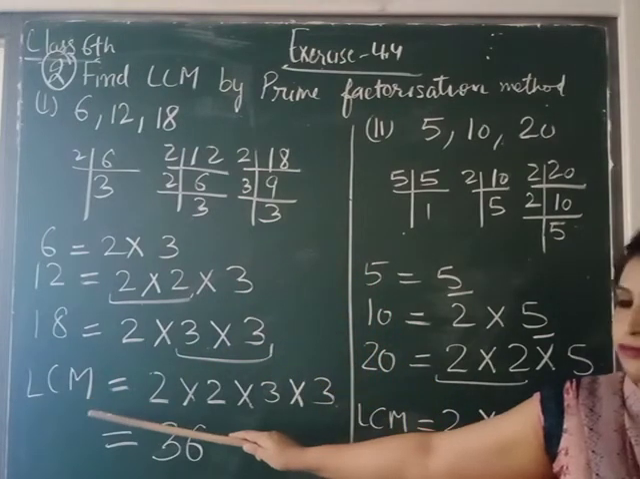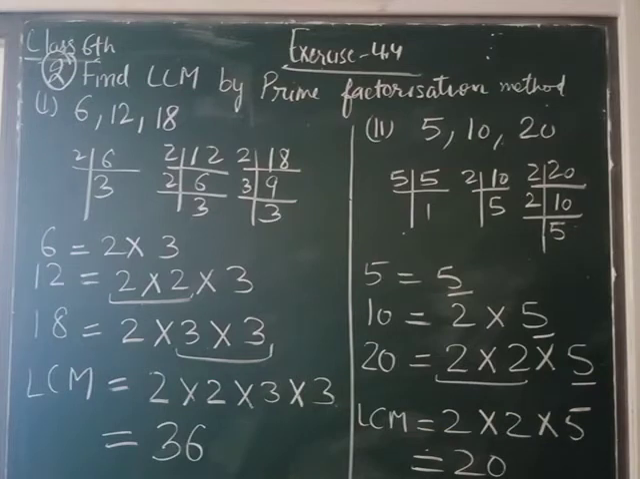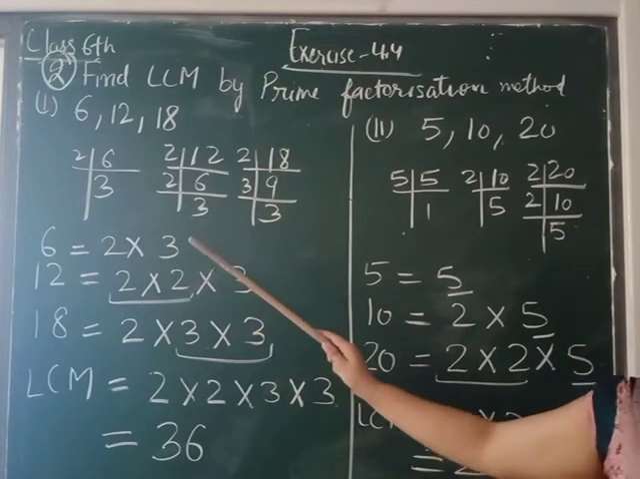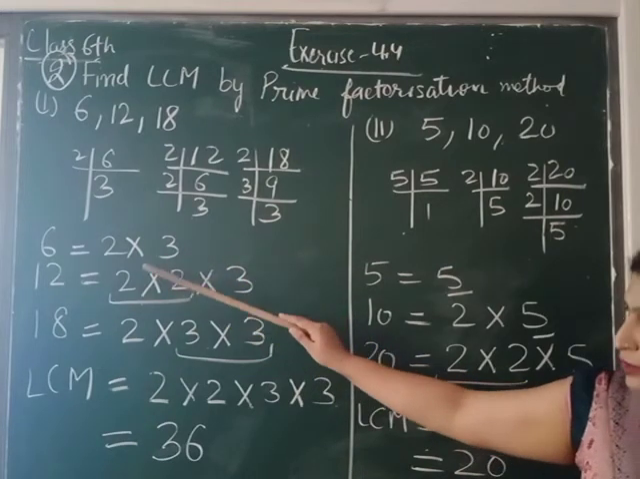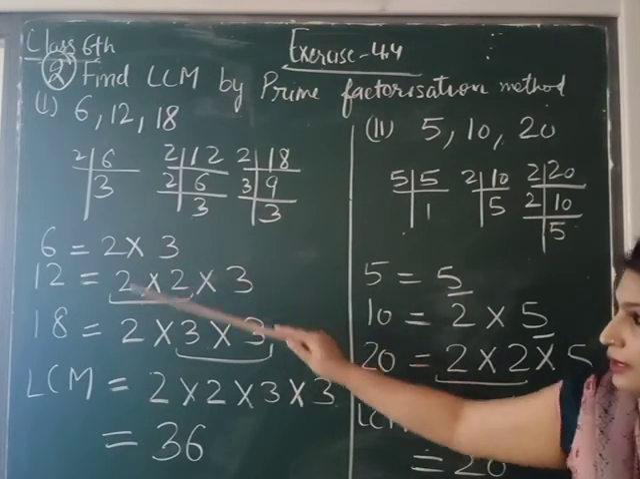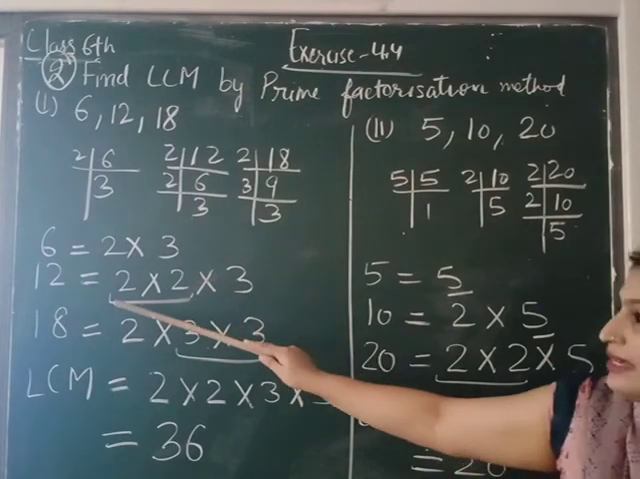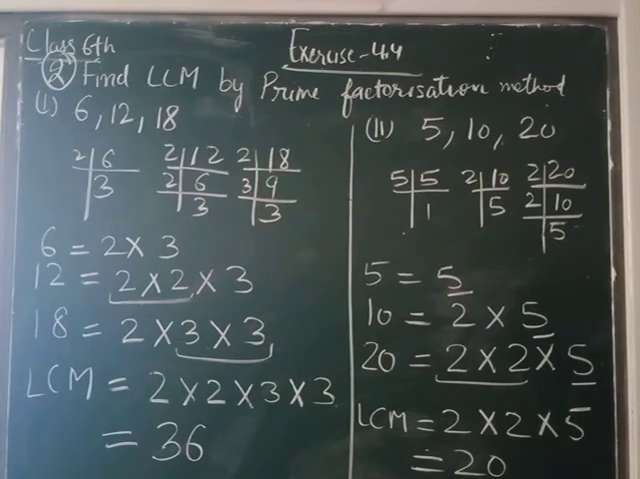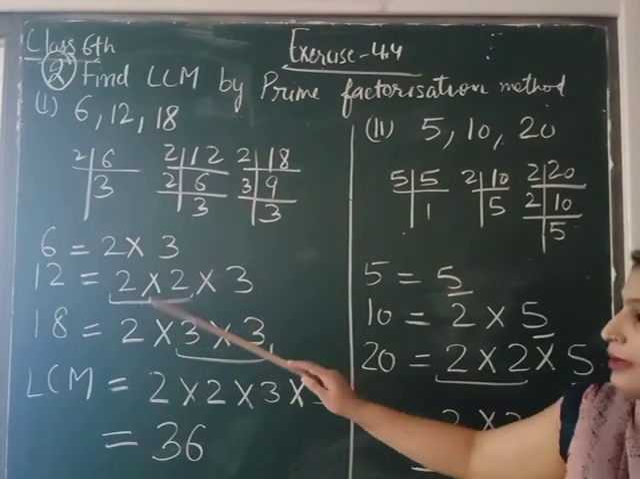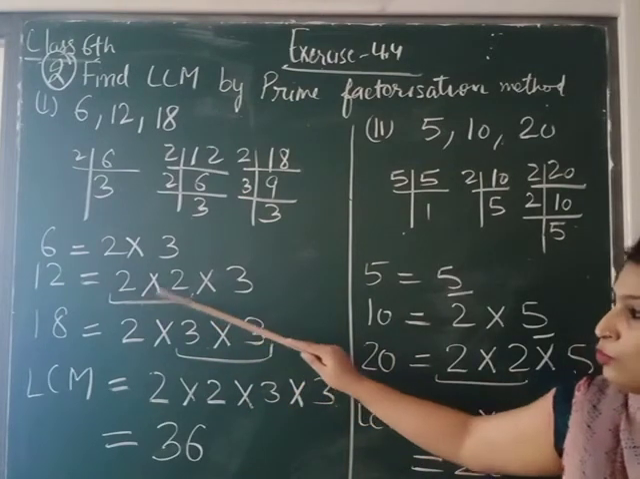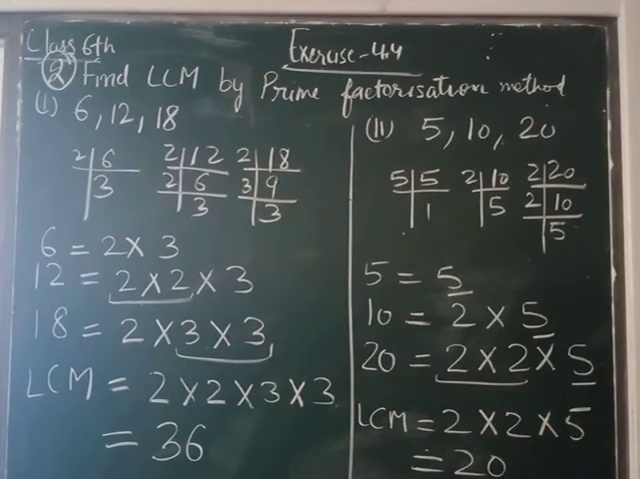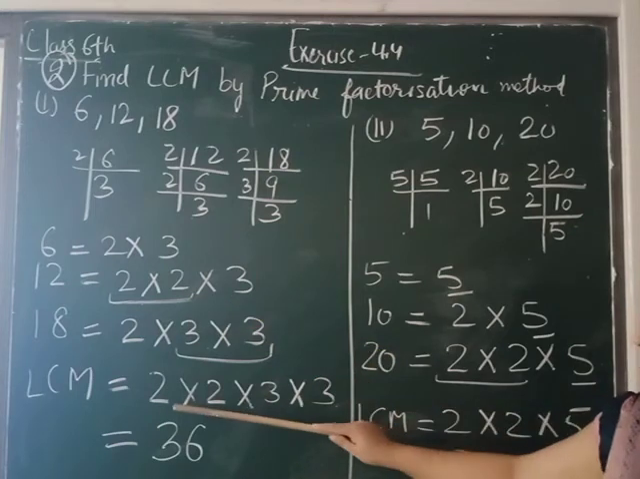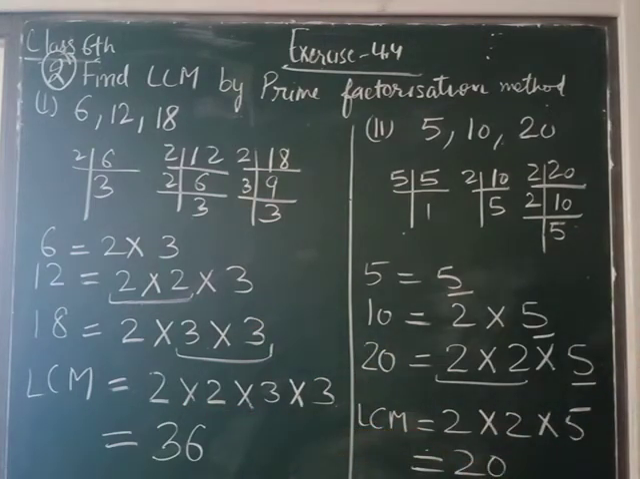Now for finding LCM, you have to see which are the common numbers. First of all, 2 is common. You can see 2 is common in all 3. 2 is common, so take the highest power of 2. The maximum number of times 2 is occurring, in which number, you have to take that. For example, in 12, 2 is coming two times, and in the factors of 6 and 18, it is coming one time. We have to take 2 times 2, the maximum power of 2 for the LCM or the product.